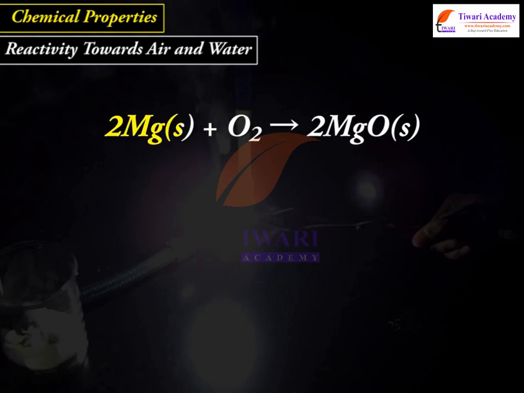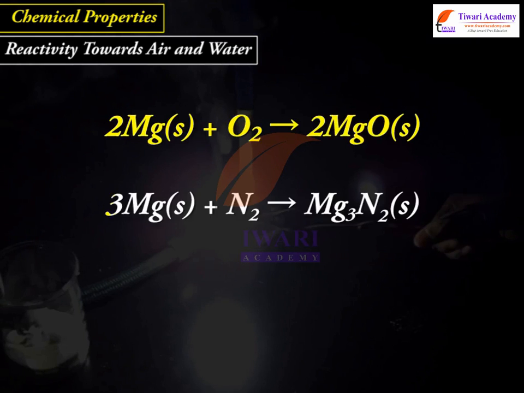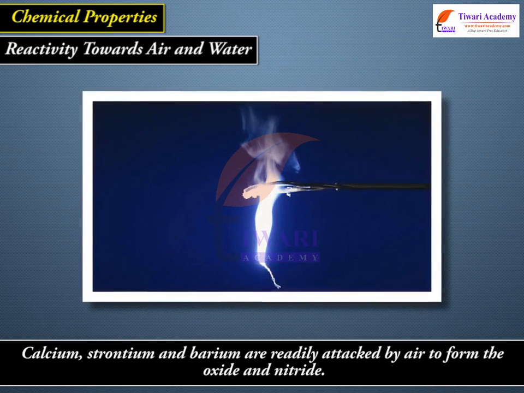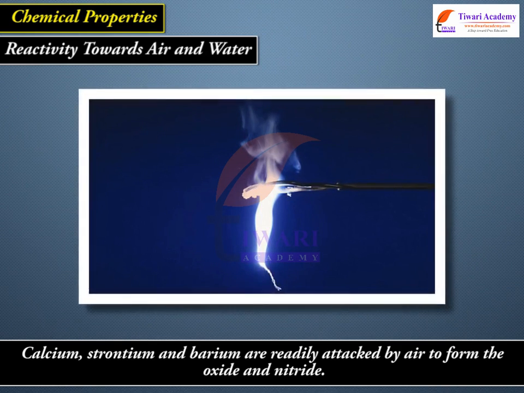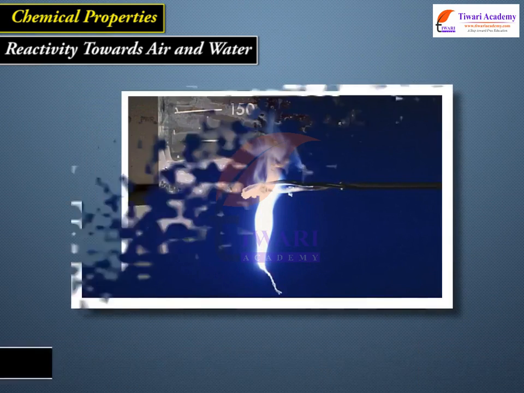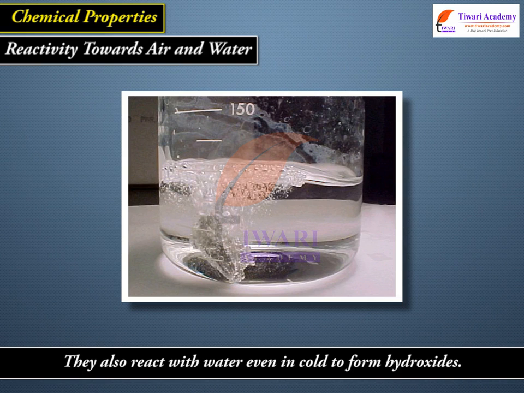2Mg(s) + O2 → 2MgO(s). 3Mg(s) + N2 → Mg3N2(s). Calcium, strontium and barium are readily attacked by air to form the oxide and nitride. They also react with water even in cold to form hydroxides.